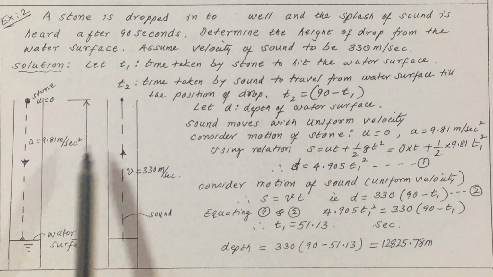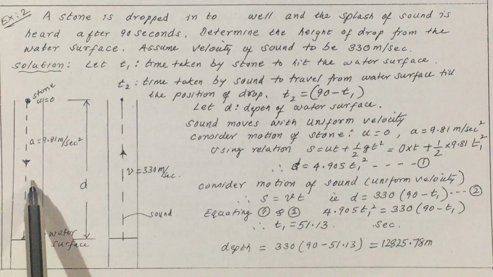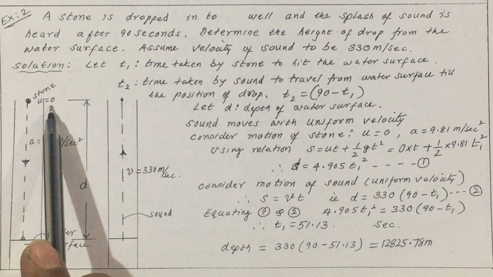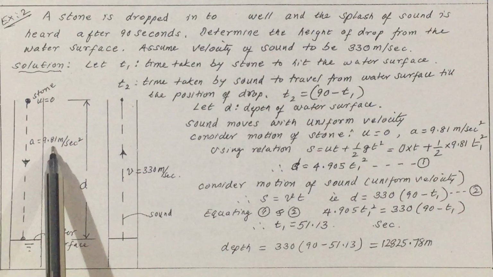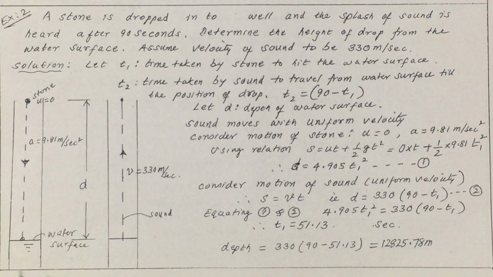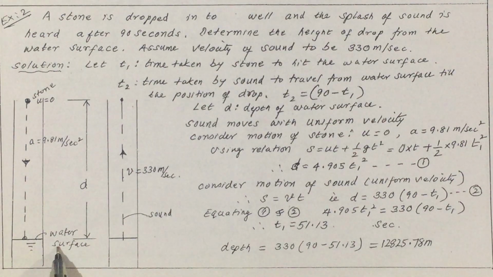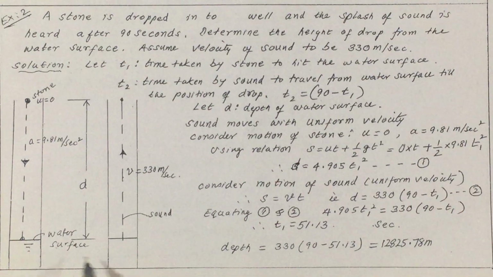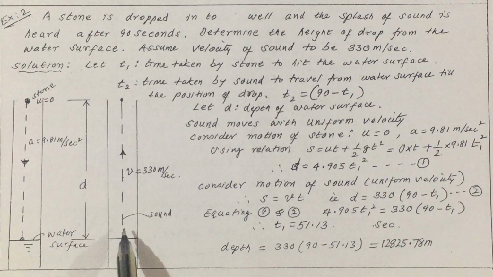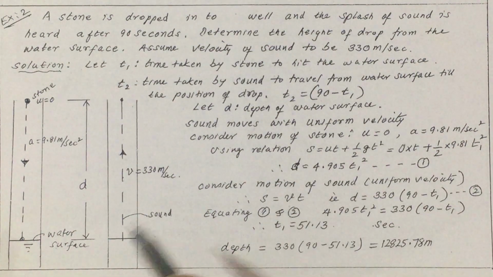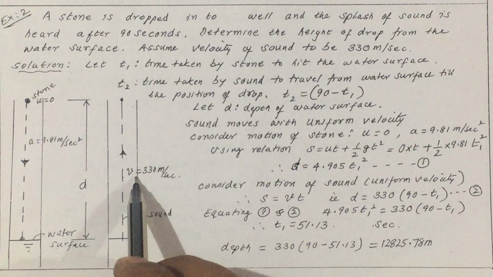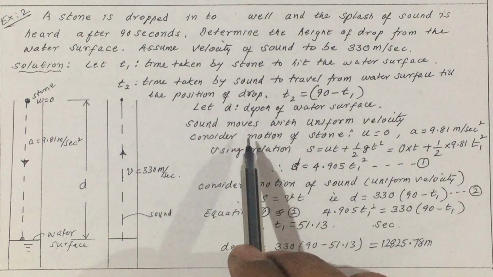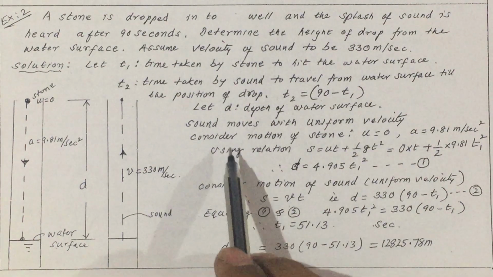I have shown the problem statement in terms of diagram. Initially we are going to drop a stone. Initial velocity is 0. It is moving with the acceleration of 9.81 meter per second square. Then it reaches the water surface. Here from here to here distance is D. When it reaches the water surface, the splash sound will go upwards with a velocity of 330 meter per second. Sound moves with uniform velocity.